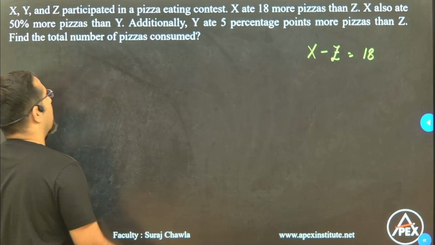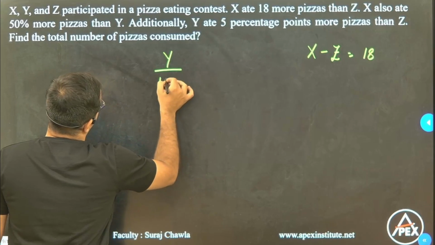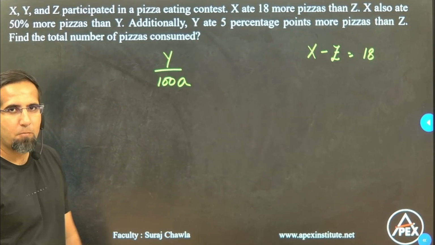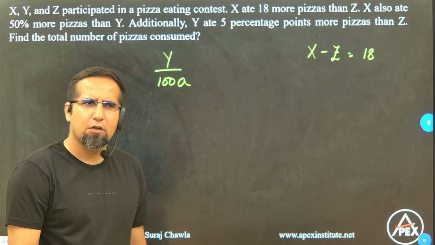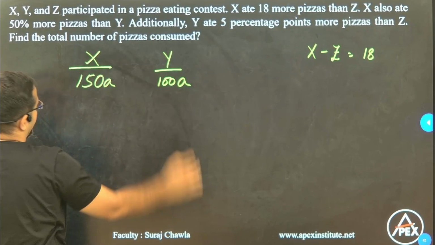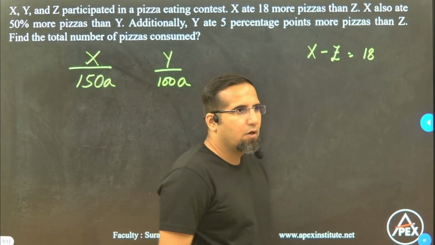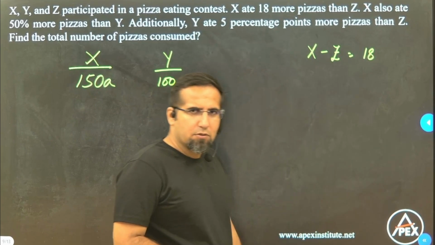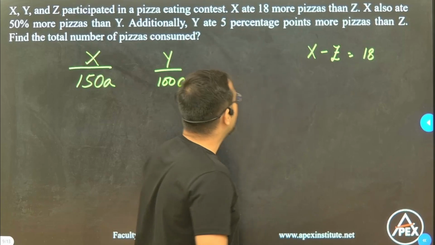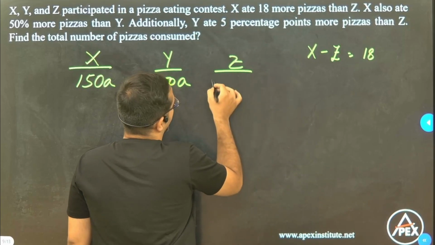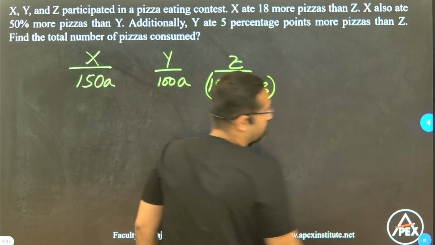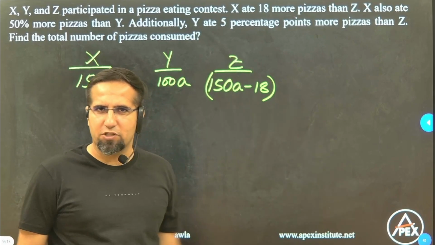Great. So let's start from here. 50% more pizzas than Y. Let's say Y ate 100A pizzas. What is 50% of 100A? That is 50A. So X ate 50A more than 100A. That means X ate 150A. अब हमको X और Z का रिलेशनशिप दे दिया है ना. सो कैन आई से यहां पे Z का वैल्यू जो है X माइनस 18 हो जाएगा. क्लियर? तो यहां पे हमको पता है दैट Z का वैल्यू जो है वो X का वैल्यू माइनस 18 हो जाएगा. Clear? We have this much of information so far.